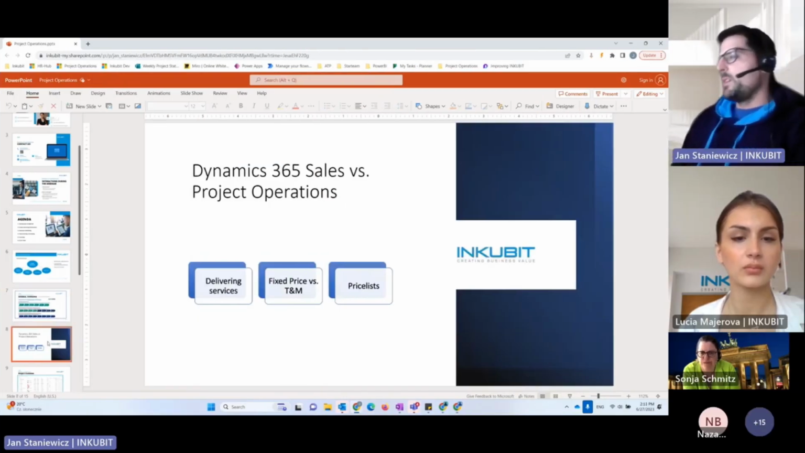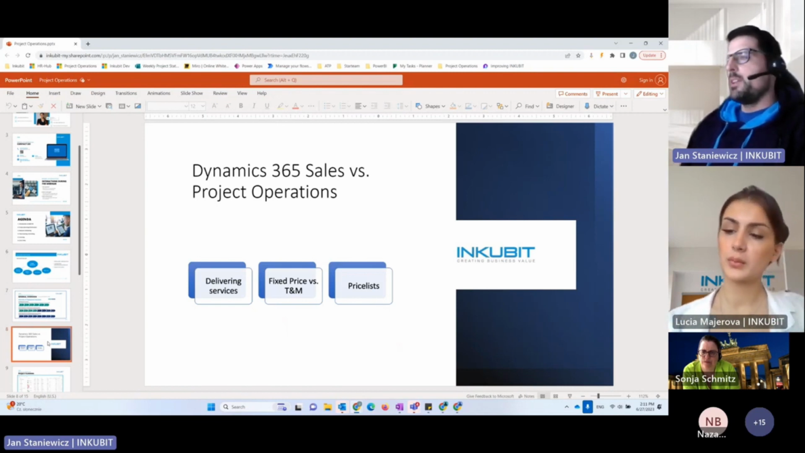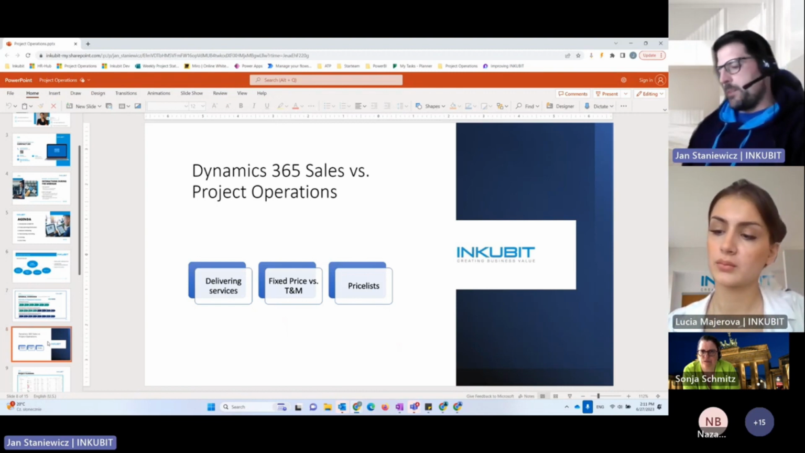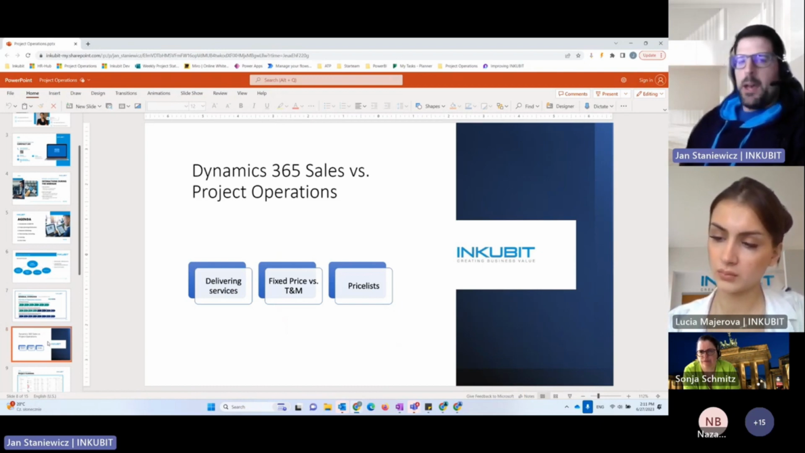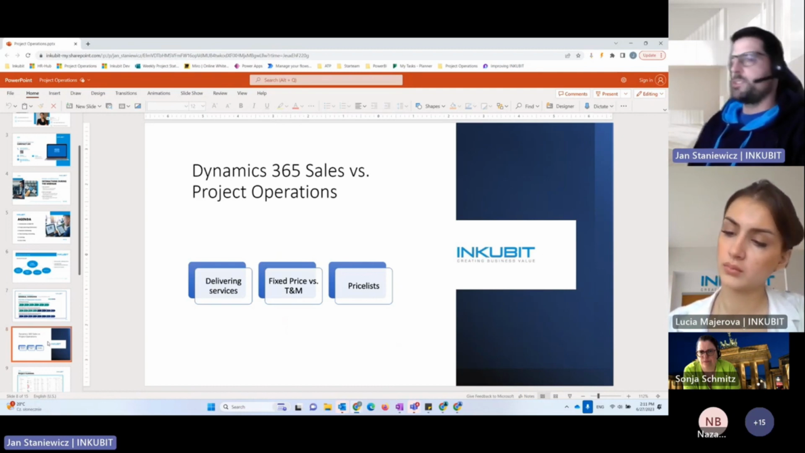Okay, so now let's jump into the real content of what Project Operations can do. The first thing it does is enhance Dynamics 365 Sales. If you're familiar, Dynamics 365 Sales mostly focuses on selling product. Here is the difference between Dynamics Sales and Project Operations: here we are focusing on delivering services.